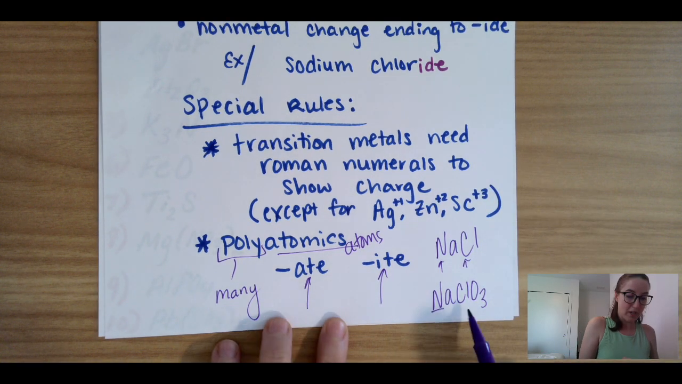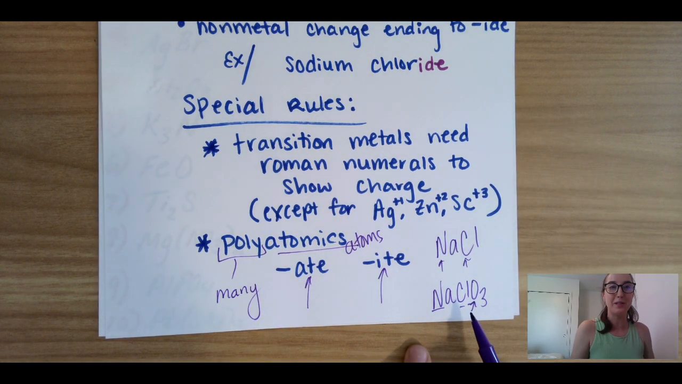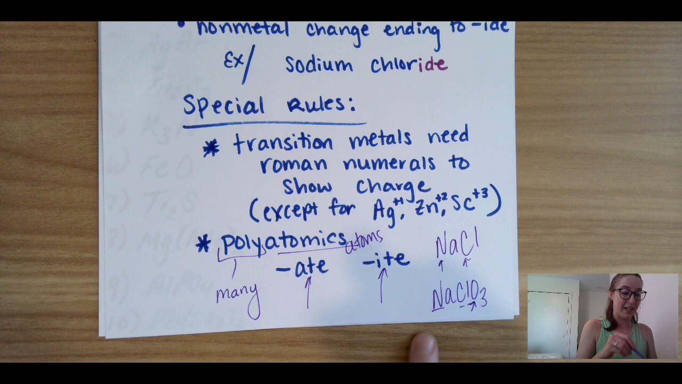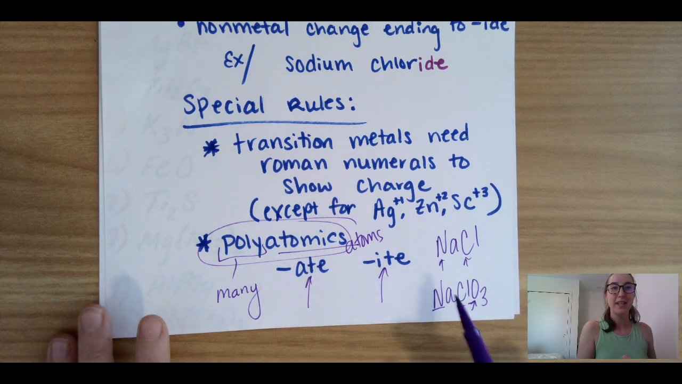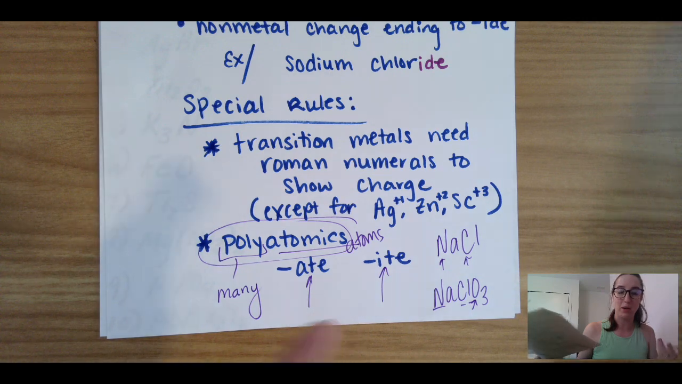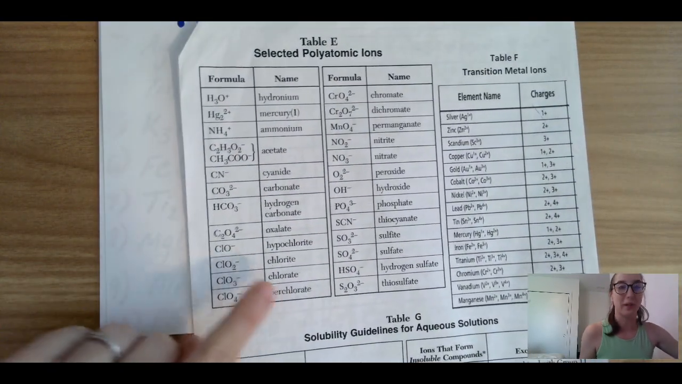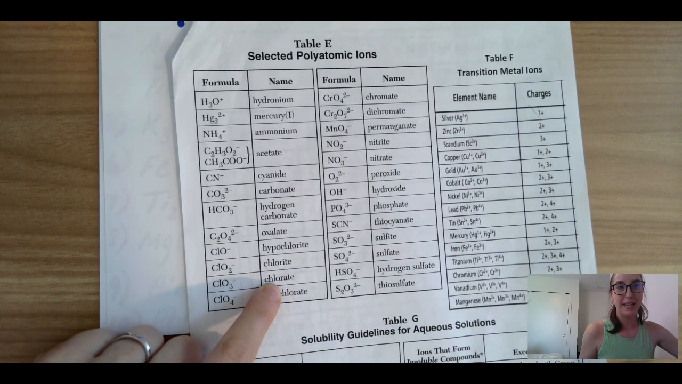I have 1, 2, 3, the oxygen, so 3 capital letters here. That is a guarantee that I have a polyatomic present, and so I need to go find ClO3, unless your teacher's making you memorize them. I need to go find ClO3 on the list and see that it is chlorate. So when I go to name it, I need to say chlorate.